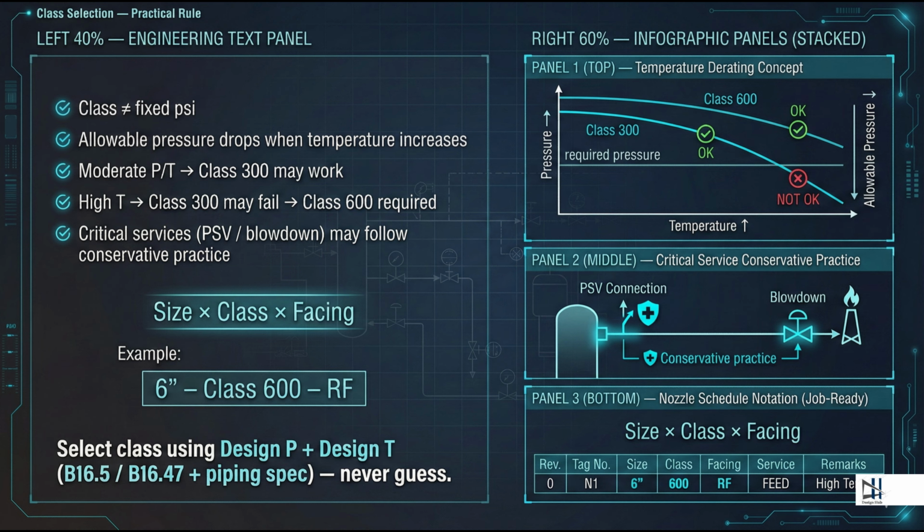Also, remember, nozzle rating is not only about pressure. Some nozzles, like PSV connections, blowdown, and critical services, may follow more conservative project practices because safety and leakage risks are higher.